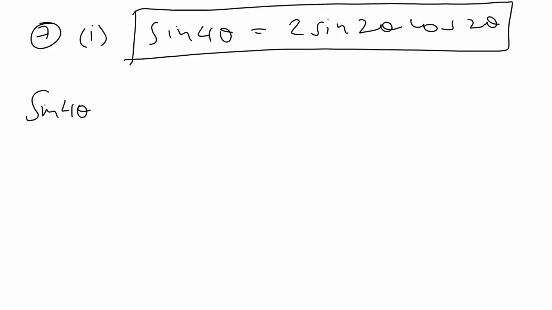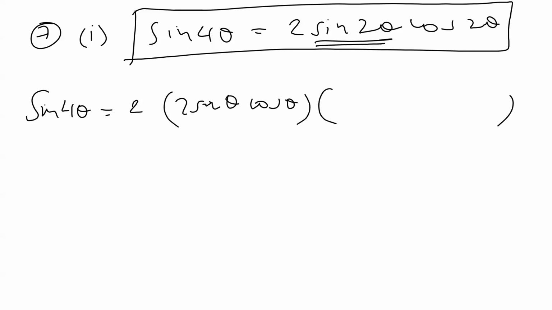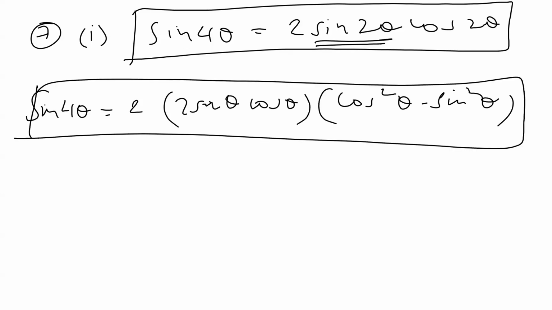Now cos 4 theta is equal to 2 sine 2 theta, so 2 sine theta cos theta. Again half angle for sine 2 theta, and here half angle for cos 2 theta: cos square theta minus sine square theta, or 2 cos square theta minus 1, or 1 minus 2 sine square theta, or tan square theta upon 1 minus tan square theta. Anything is fine. So the first part of the solution was 4 theta to 2 theta.